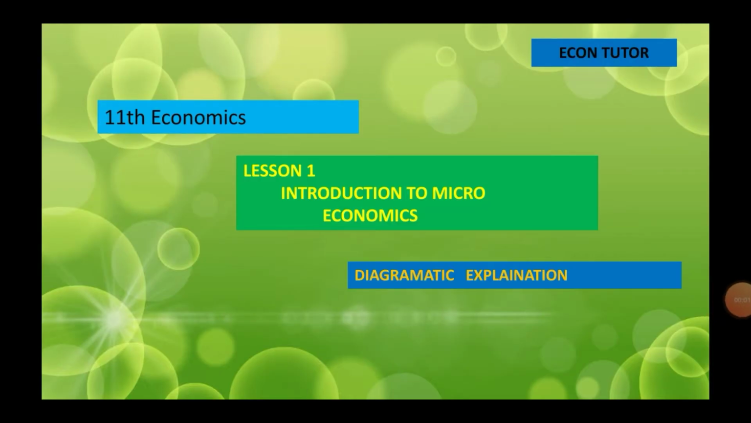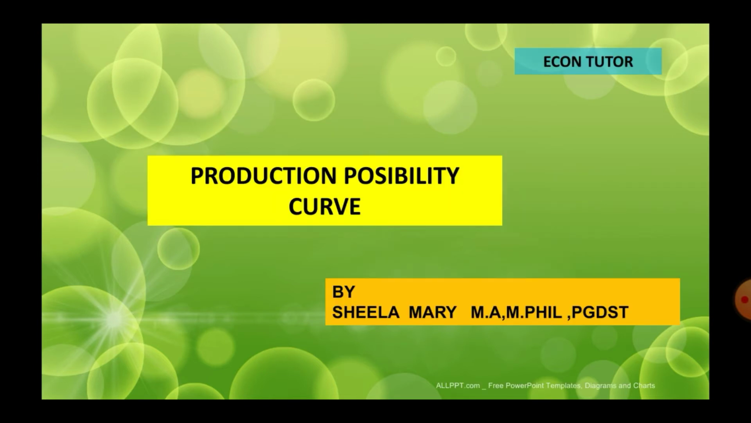Students, today let us learn a diagrammatic question in the lesson Introduction to Microeconomics. So today's topic is the production possibility curve. A production possibility curve shows the menu of choices along which a society can choose to substitute one good for another, assuming a given state of technology and a given total resources.